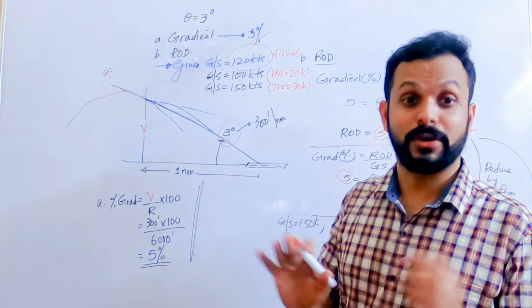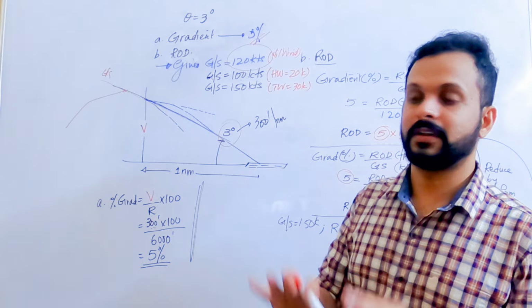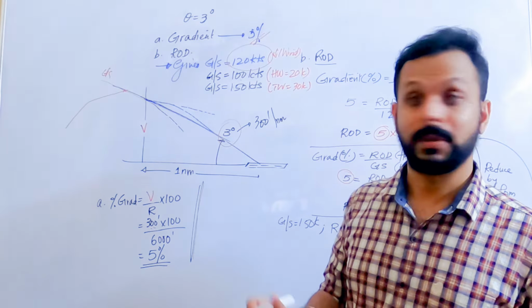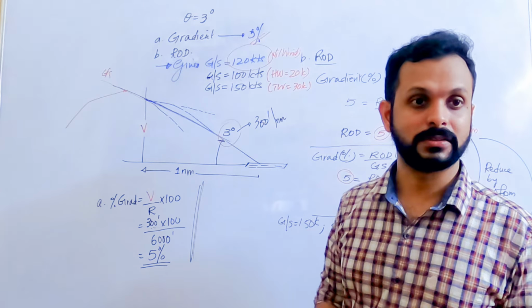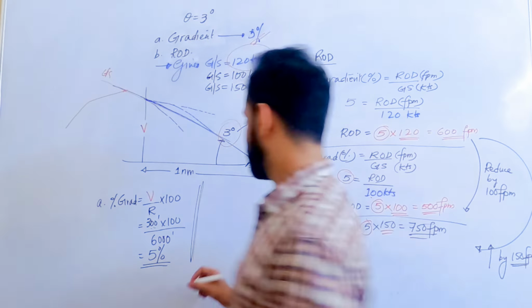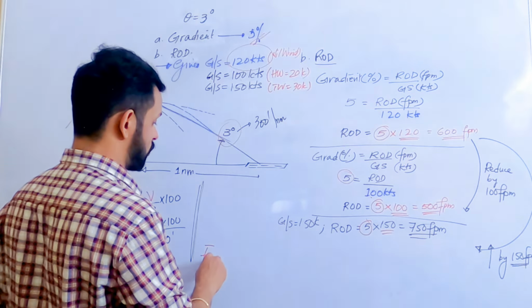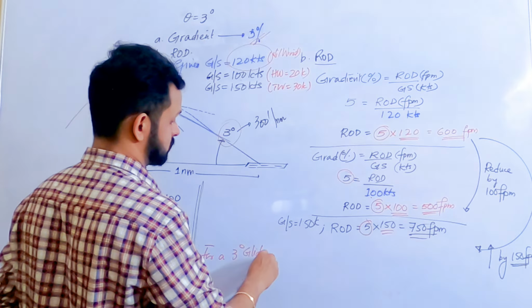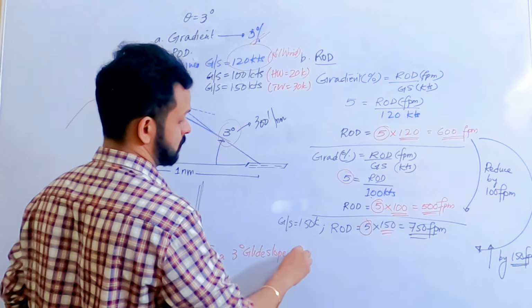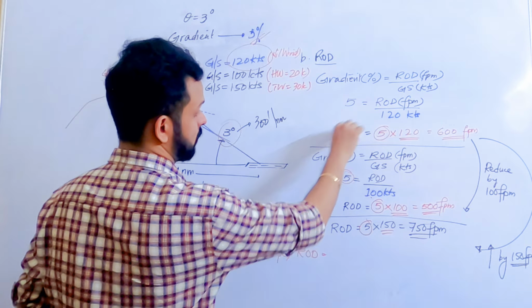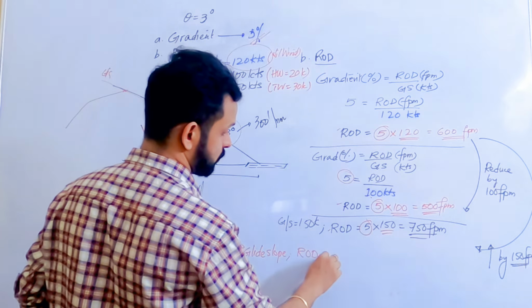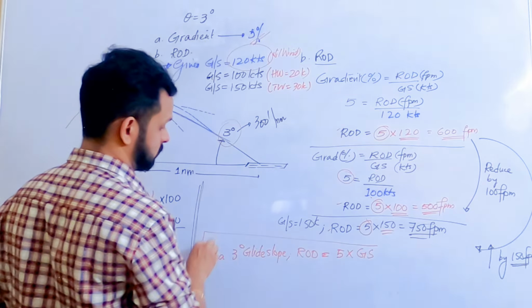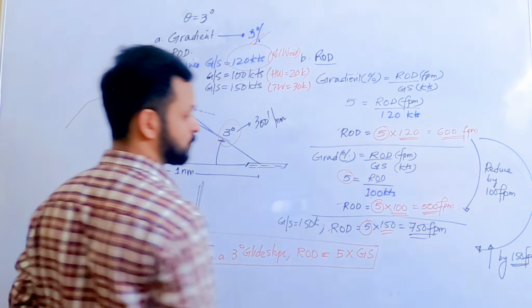So if you're on a 3-degree glide slope, you're lucky enough if you have the ground speed, just multiply with 5. And that is going to give you the rate of descent straight. But that is only for a 3-degree glide slope. So what can I write here as a general statement? For a 3-degree glide slope, rate of descent is equal to 5 into ground speed. That's it, 5 into ground speed, yes, in knots.